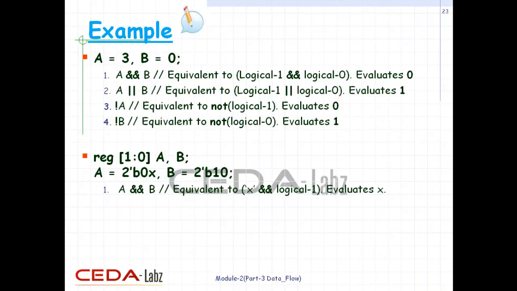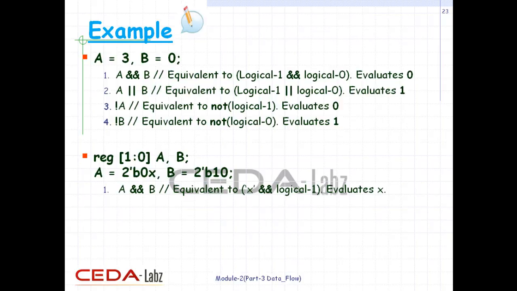A is equivalent to logical 1, as it has some value, that is, 3. On the other hand, B is equivalent to logical 0, as it is equal to 0. If we AND logical 1 and logical 0, it results in a 0. Similarly, in the second one, A or B, that is, 1 or 0, is equal to 1. Third one, not A, not of 1 will be 0. Similarly, not B evaluates to 1.